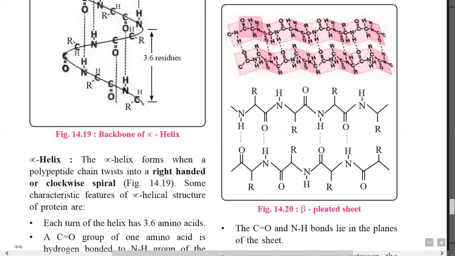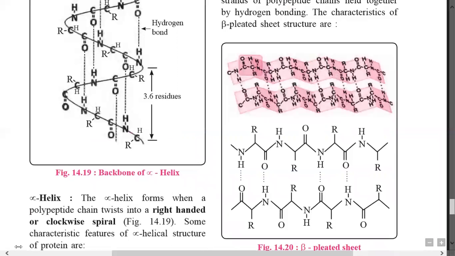So here the sheets are shown, and here is the actual structure, that is NH CHRCO, NH CHRCO, NH CHRCO. This is one polypeptide chain. It is hydrogen bonded with another polypeptide chain, that is, the NH bond of one polypeptide chain gets hydrogen bonded with the CO bond of the other polypeptide chain. Like this, there are many hydrogen bonds between polypeptide chains, and this type of structure is called a beta pleated sheet.